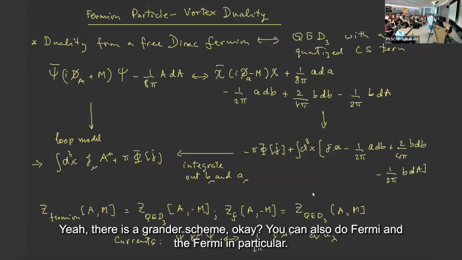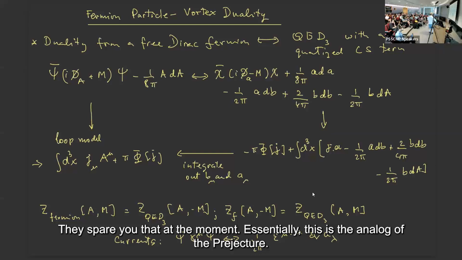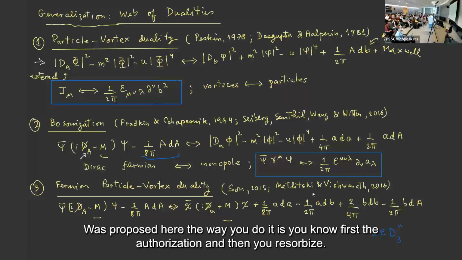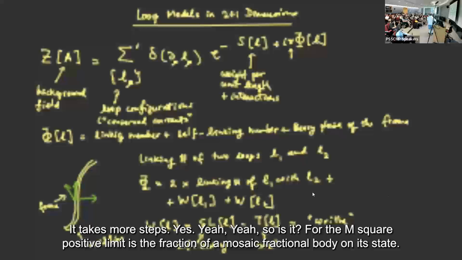There is a grander scheme, okay? You can also do fermion to fermion particle vortex duality. I will spare you that at the moment, but essentially this is the analog of the conjecture. It was proposed here. The way you do it is you have first the bosonization and then you reformulate again. Okay, so you go fermion to fermion. It takes more steps.